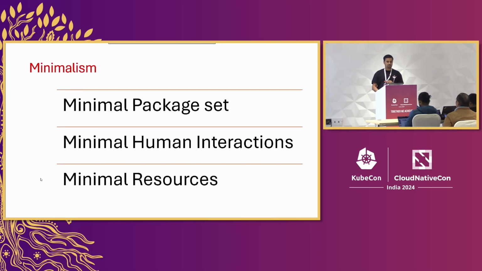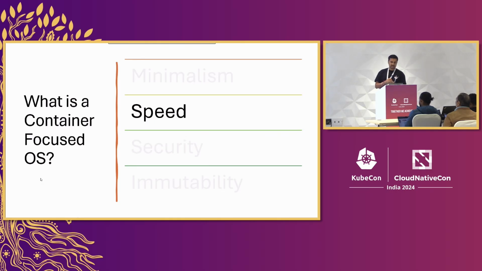The next thing that goes in, okay, so this is what I was talking about. So you have the minimal package set. The next thing is the minimal human interaction, which I talked about. You really don't touch your infrastructure. You basically deploy and forget the OS layer, and you really don't SSH into it. And the other thing is that given it's very minimal, the idea is to utilize as few resources as possible by the container OS.